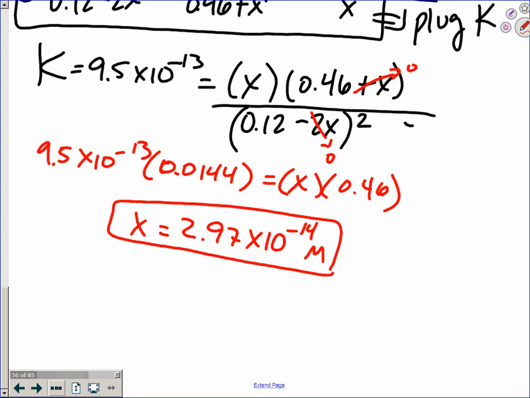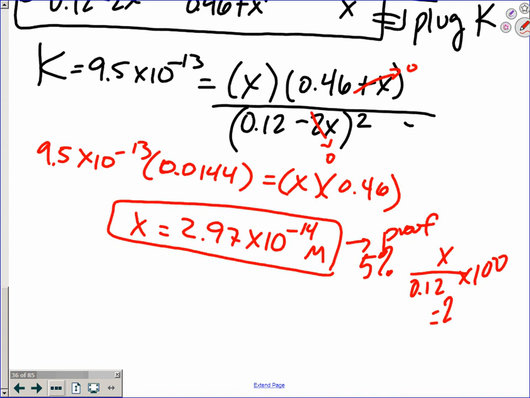Does this make sense for our problem? Yes or no? We said reactants are highly favored, so not very many reactants react. This is true. Not very many are reacting. But then we do our proof with what? How do I do this 5% rule? So x divided by, between these two values, 0.12 is the smaller one. So what is that when you do your 5% rule? 2.47 times 10 to the -11 percent. So yes, we were able to neglect that because it's less than 5%.